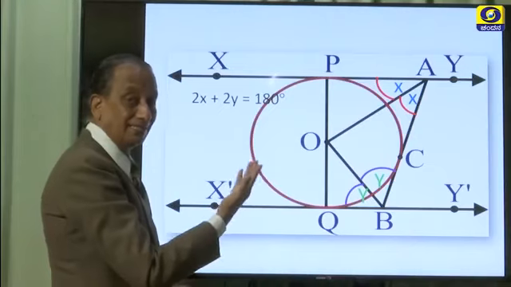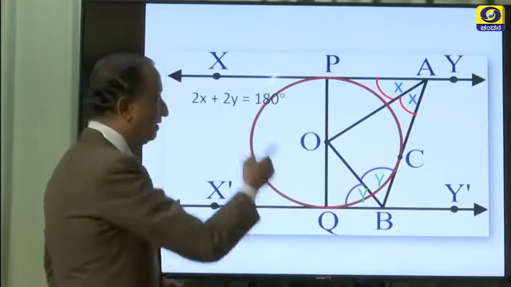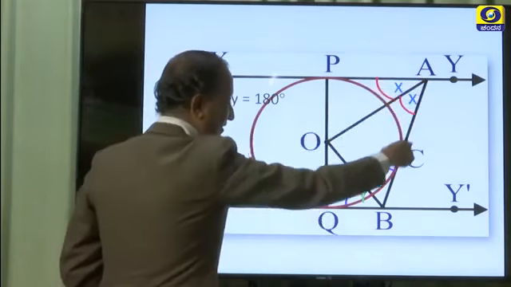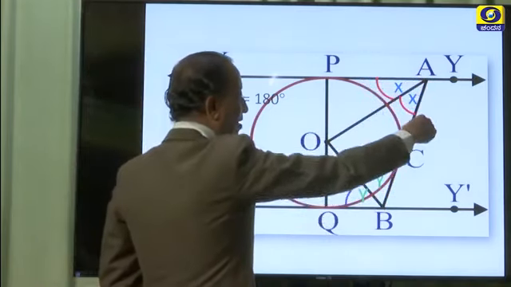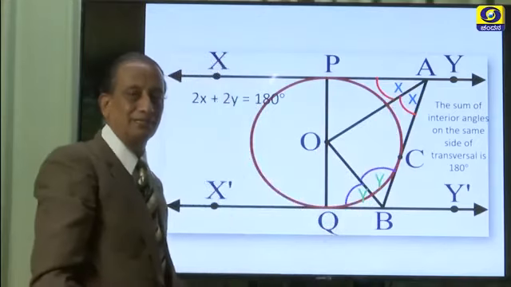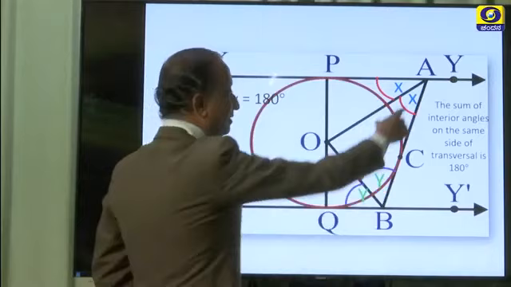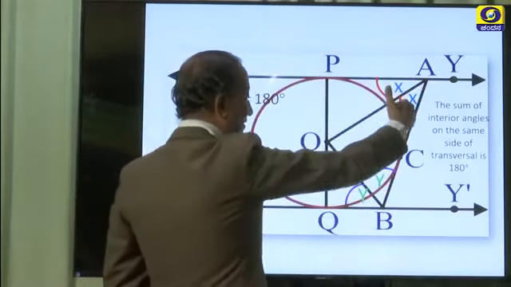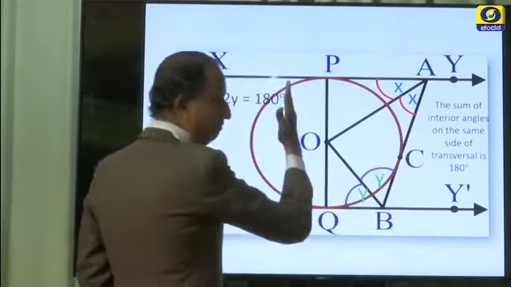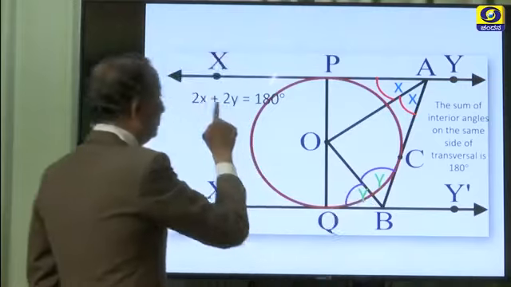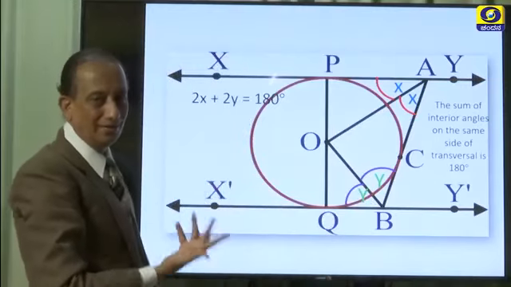Now, go back to 9th standard theorems on parallel lines. When two straight lines are cut by a transversal, then the sum of the interior angles on the same side of the transversal is 180 degrees. So, this is the transversal, these are the lines which are parallel, this and this, they are on the left side of the transversal, their interior angles, their sum has to be 180 degrees.